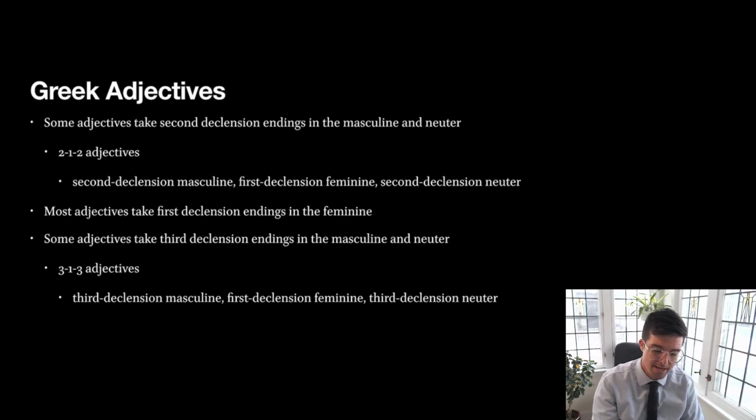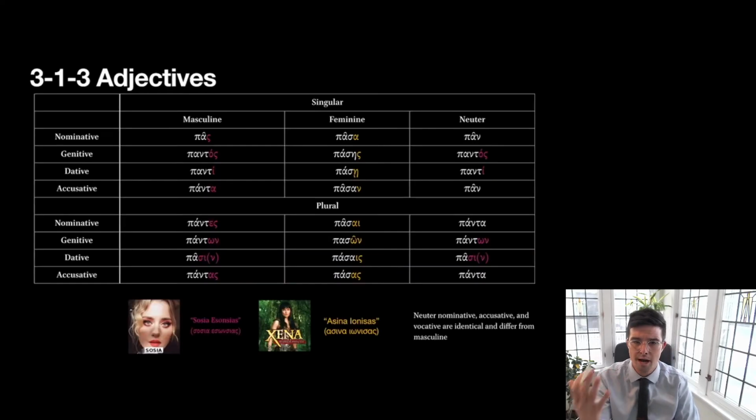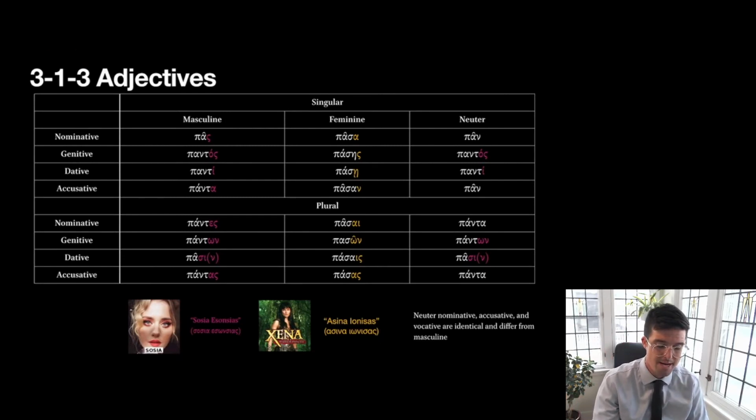So whereas some adjectives are going to take second declension endings in the masculine and the neuter, another group of adjectives are going to take third declension endings in the masculine and the neuter, and these are called 3-1-3 adjectives. They take their name from the fact that they take third declension masculine endings, first declension feminine endings, and third declension neuter endings. So you see 3-1-3 here.